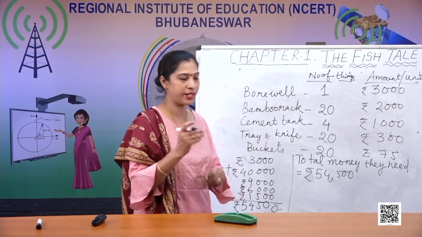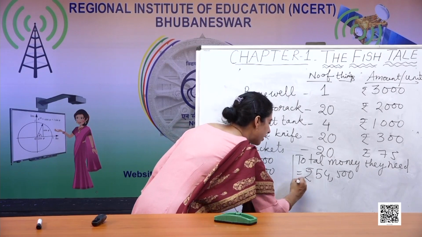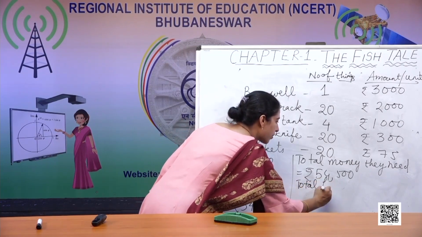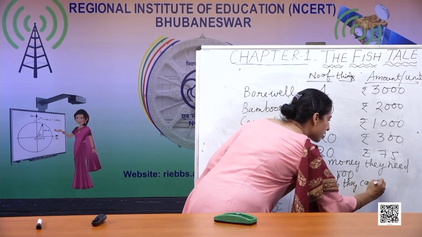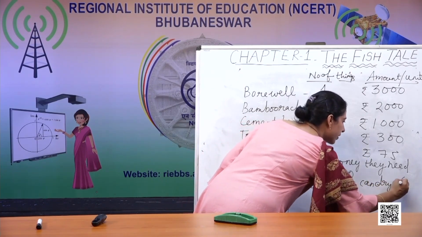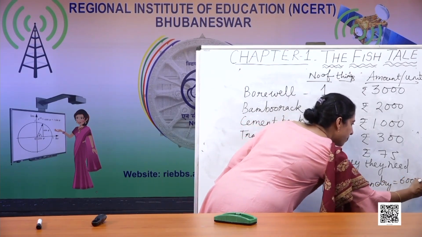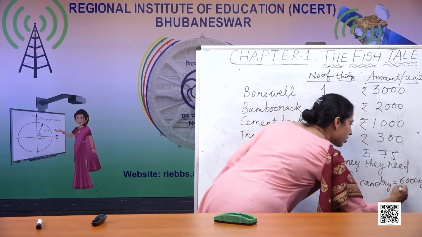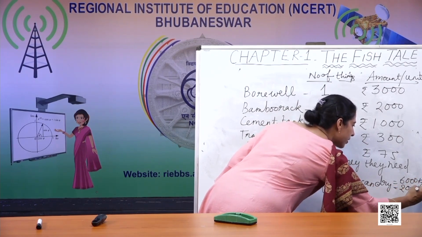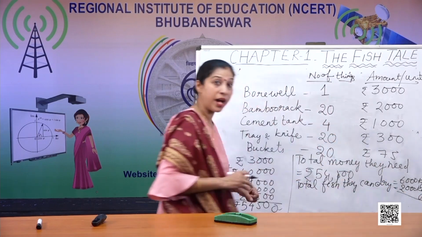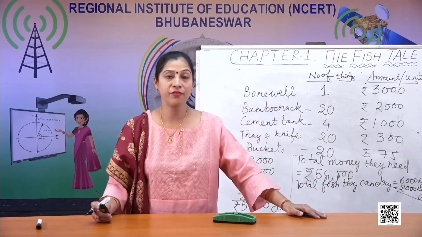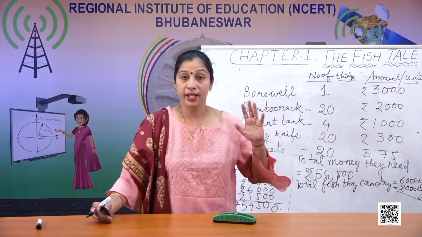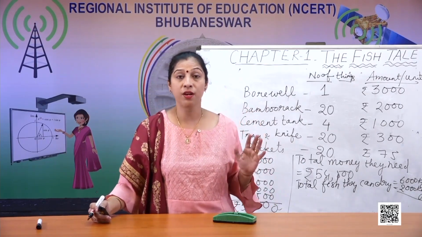So the total fish they can dry is equal to 6,000 kg divided by 3, which is equal to 2,000 kg. So it's quite a number, isn't it? It's a big number. They can start their factory and they can dry 2,000 kgs of dry fish every month.